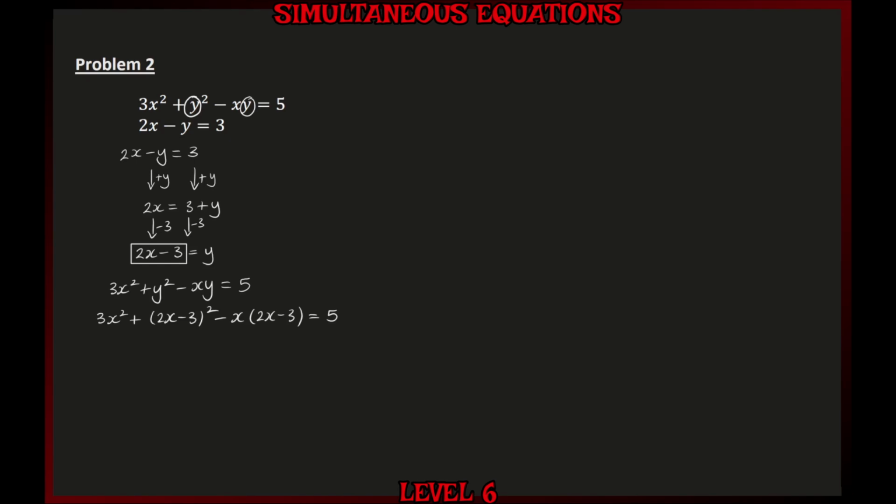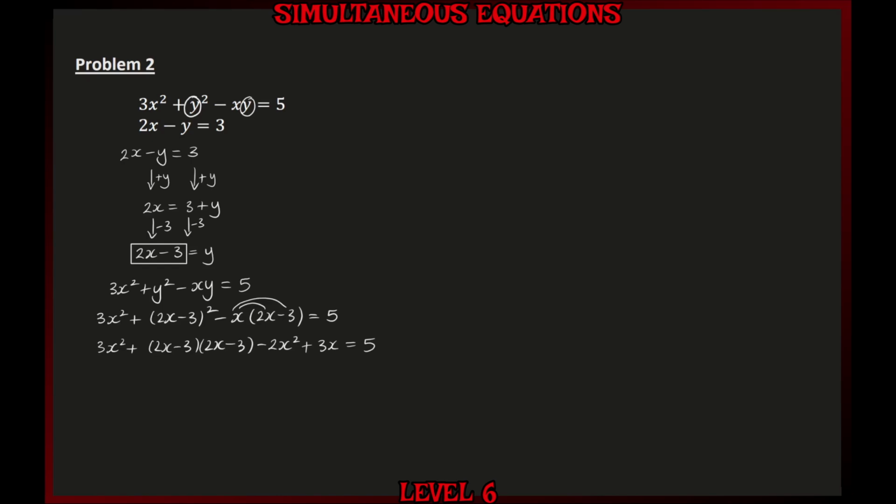and then solve. So to start, our squared bracket can be written as 2x minus 3 multiplied by itself. And the second bracket we can expand. So we have minus x multiplied by 2x, which is minus 2x squared. And then we have minus x multiplied by minus 3, which is plus 3x. And that's equal to 5.